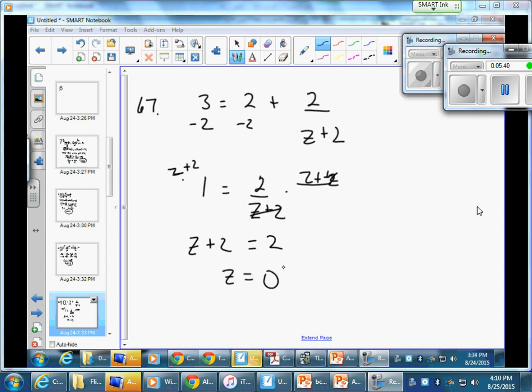I can check it back out. If I were to plug it back in, it's going to make that denominator 0 plus 2 on the bottom, which is fine.